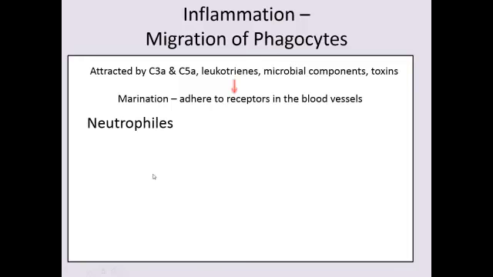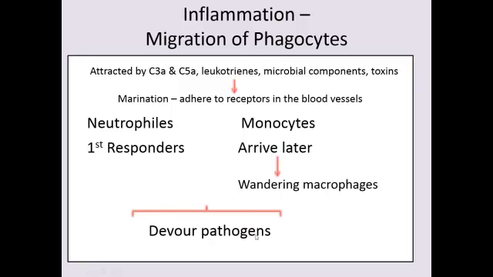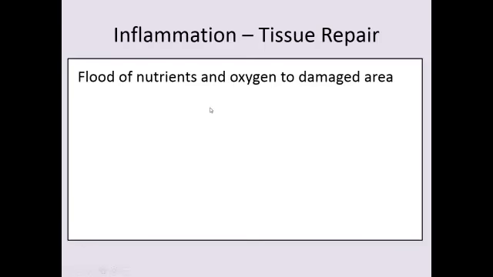Now, neutrophils are the first responders. They have a tendency to show up at the site of inflammation first. After that, we get monocytes, which arrive later, and they mature into macrophages. Now, they can be wandering macrophages. Sometimes they stay in that particular area. All of which leads to them devouring pathogens. That's a good thing.